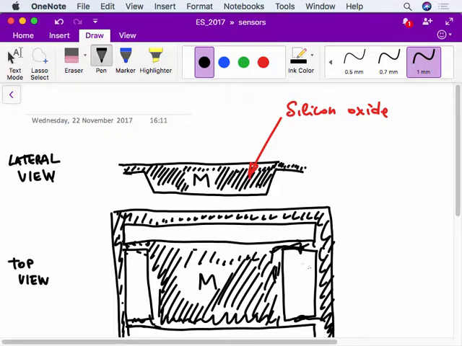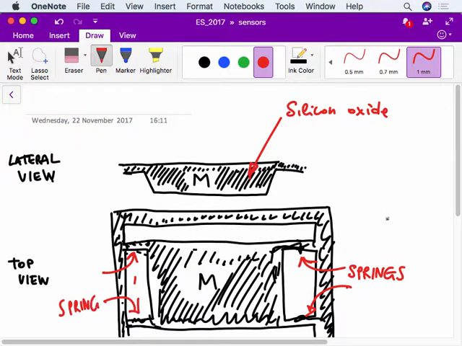Okay? And these small connections are the springs. So they are the things that, you basically have four small springs through which the mass is attached to the case. This is the case. So the movement can occur in the vertical direction here, or here in this direction.